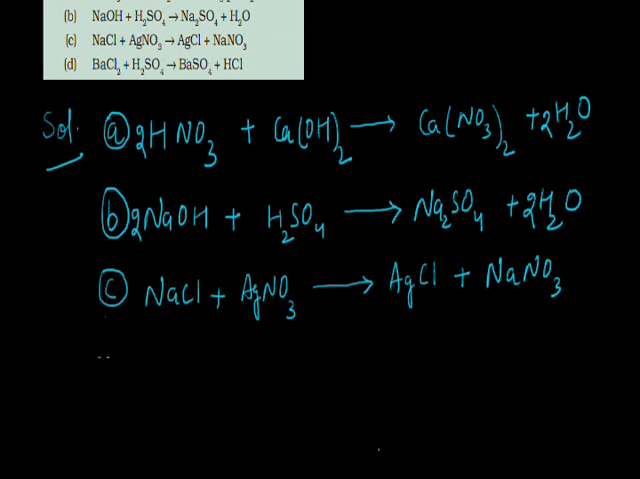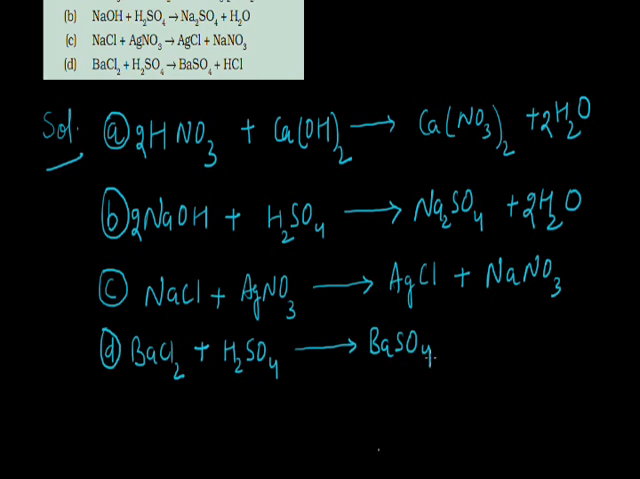The fourth chemical equation here is BaCl2, barium chloride, reacts with H2SO4, sulfuric acid, forms BaSO4, barium sulfate, and HCl, hydrogen chloride. If we see the number of chlorine atoms on the reactant and product side, on the reactant side we have 2 chlorine atoms, on the product side we have only 1 chlorine atom. So to make the chlorine atoms equal, we multiply HCl by 2.